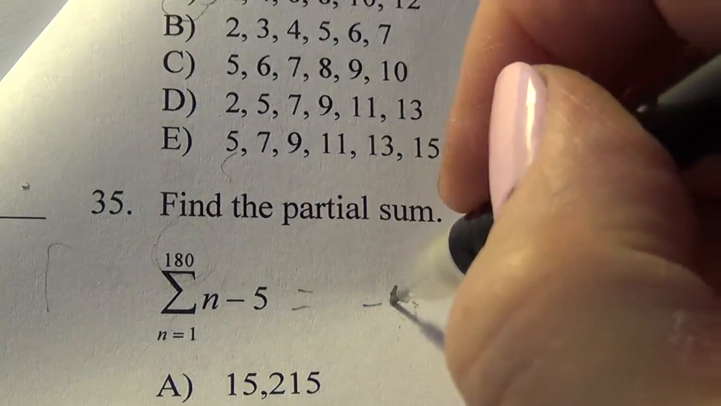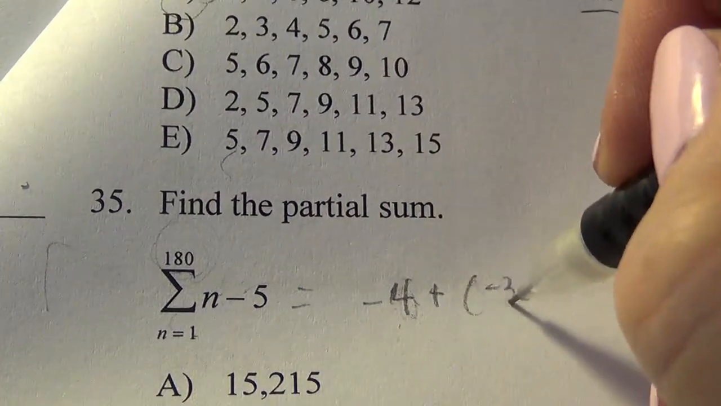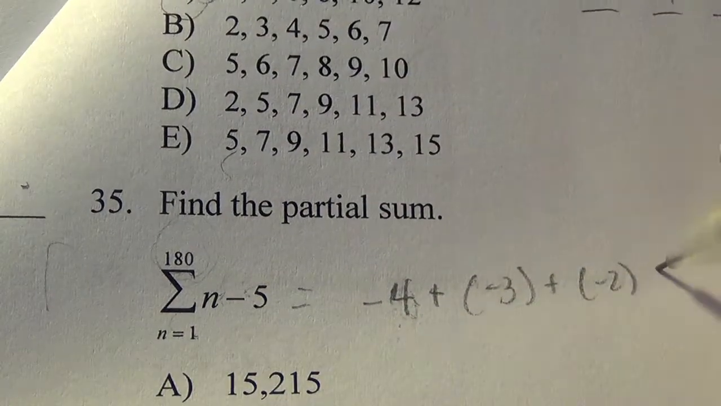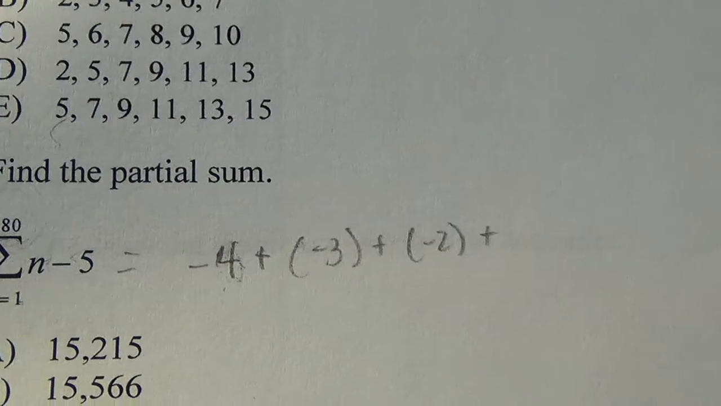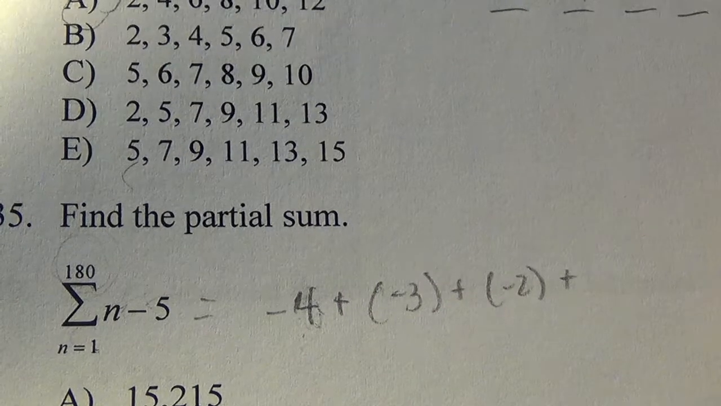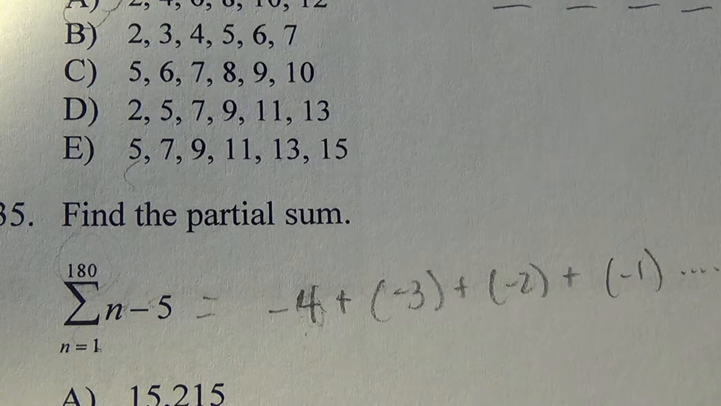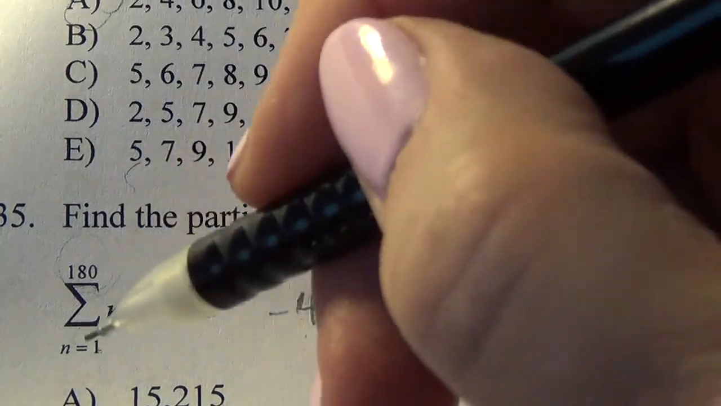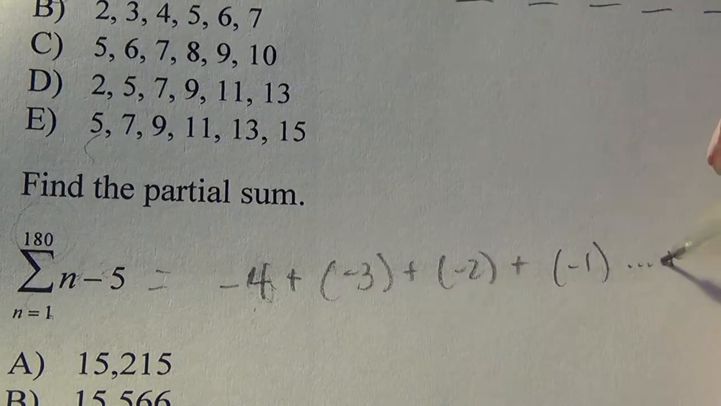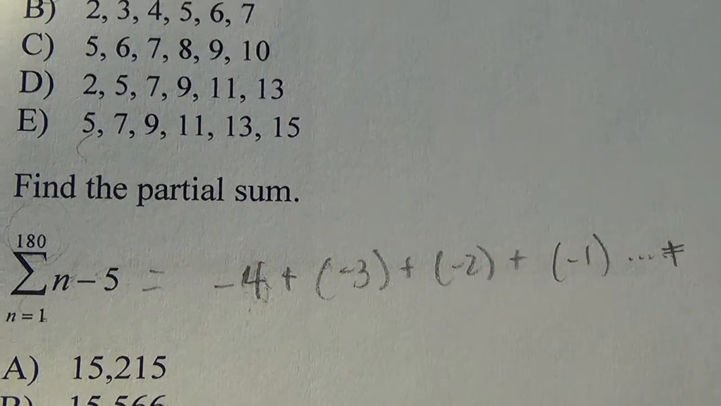So we have, then I put in a 2. 2 minus 5 is minus 3. Then I get 3 minus 5. And I get 4 minus 5. Etc. So we're going to go like that. So if I add all those up, I will go all the way until n equals 180. So there's going to be a bunch of terms in between, but the last term will be 180 minus 5, or 175.